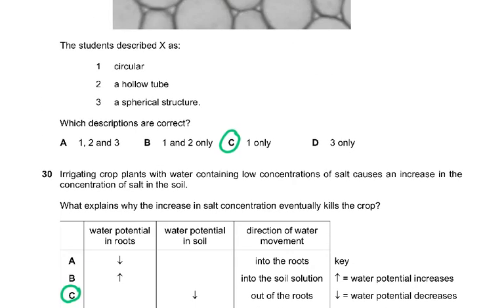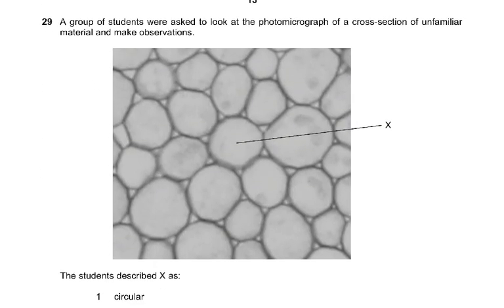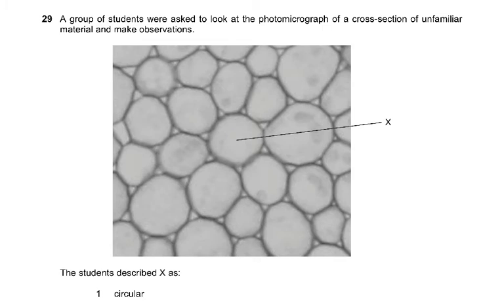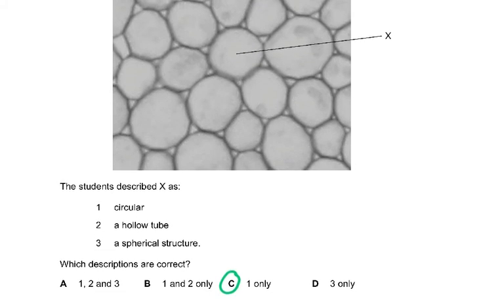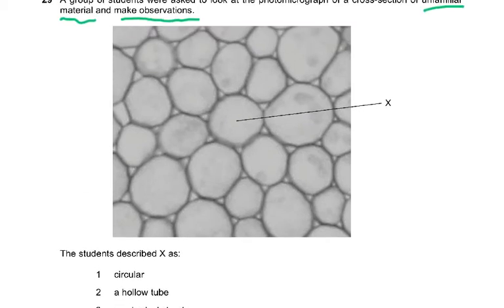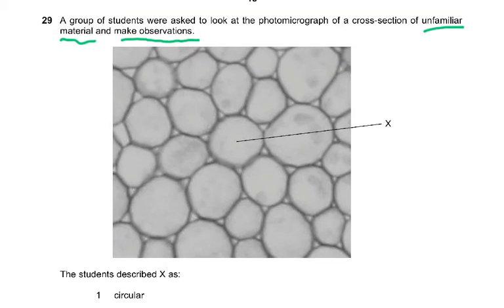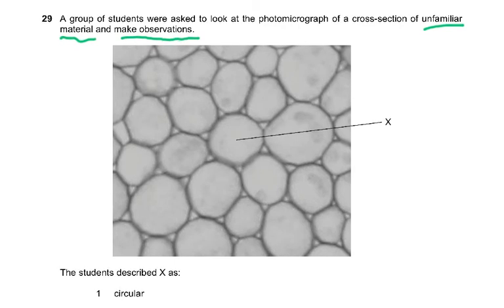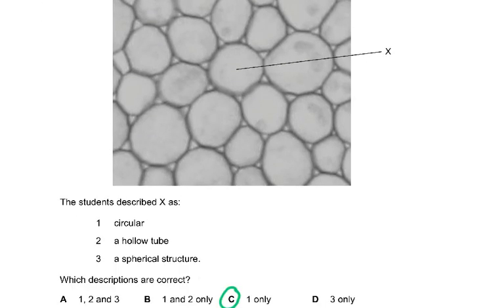Then we come on to question number 29. A group of students were asked to look at the photomicrograph of a cross-section of unfamiliar material and make observations. The student described X as circular, a hollow tube, a spherical structure. Look at the question again. A group of students asked to look at the photomicrograph. The student described X as this. Which descriptions are correct?